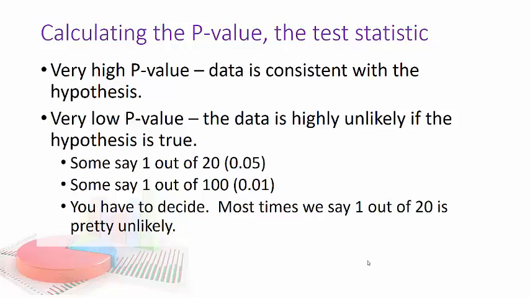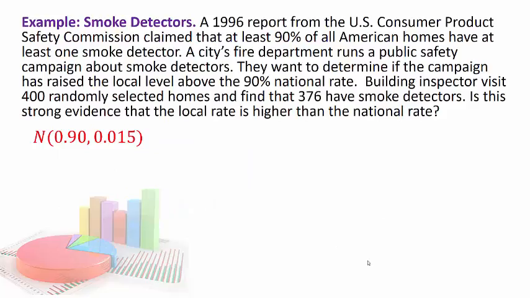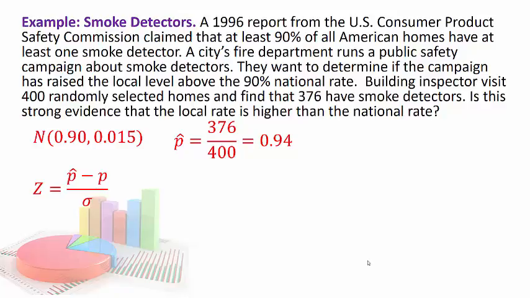So let's go back to the 3 examples we've been doing all along. The first one being the smoke detector. And remember, I already determined the model has a mean of 0.90 and a standard deviation of 0.015. Let's go ahead and calculate the actual proportion in the sample. So before we weren't really looking at the sample except to calculate the standard deviation. Now we're going to use the sample to determine the actual proportion we measured.